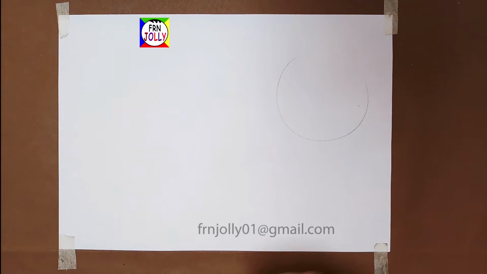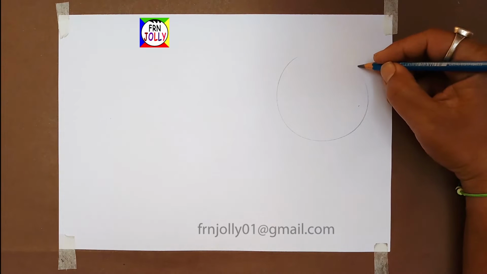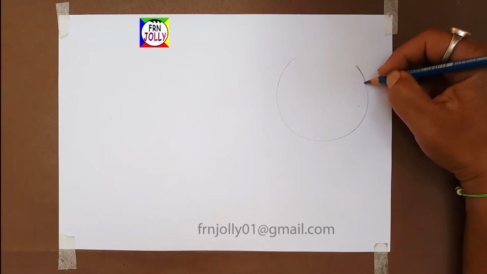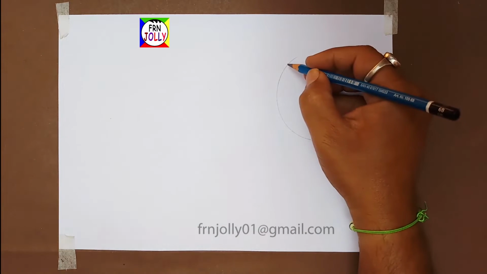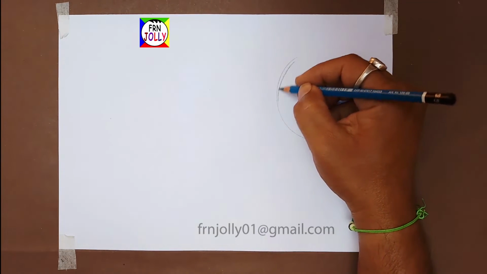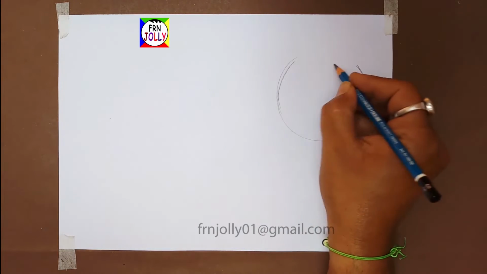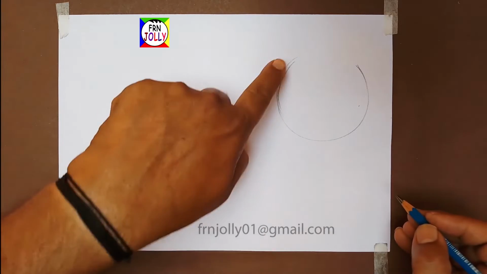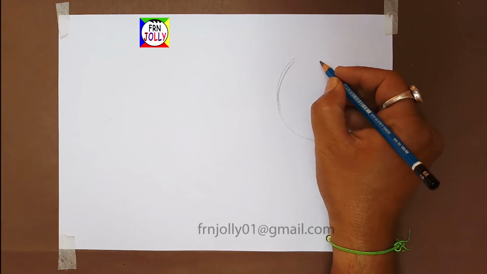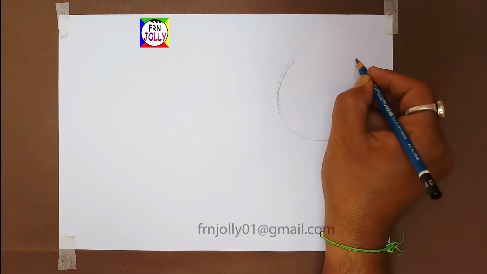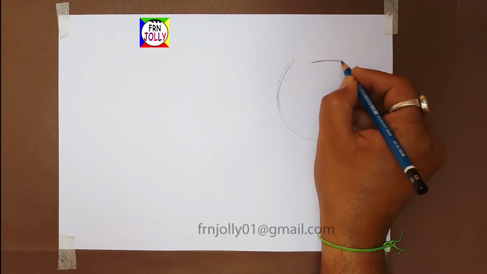Hello! We learn to draw an easy illustration of a cat in this video. For this, first we make a U shape for the face of the cat. Then draw a horizontal line.